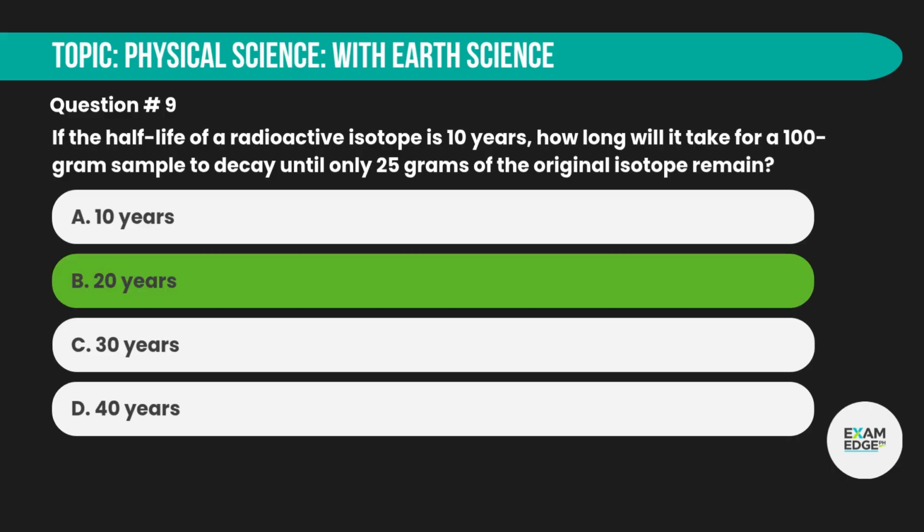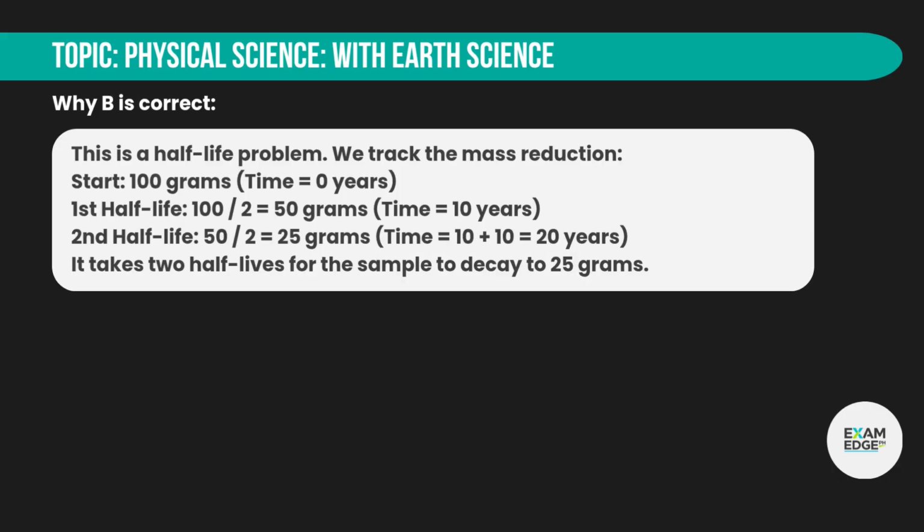Correct answer. B. 20 years. Why B is correct? This is a half-life problem. We track the mass reduction. Start, 100 grams, time equals 0 years. First half-life, 100 halved equals 50 grams, time equals 10 years. Second half-life, 50 halved equals 25 grams, time equals 10 plus 10 equals 20 years. It takes 2 half-lives for the sample to decay to 25 grams.